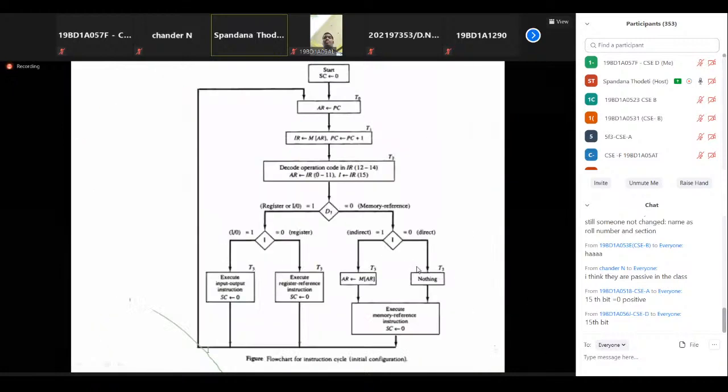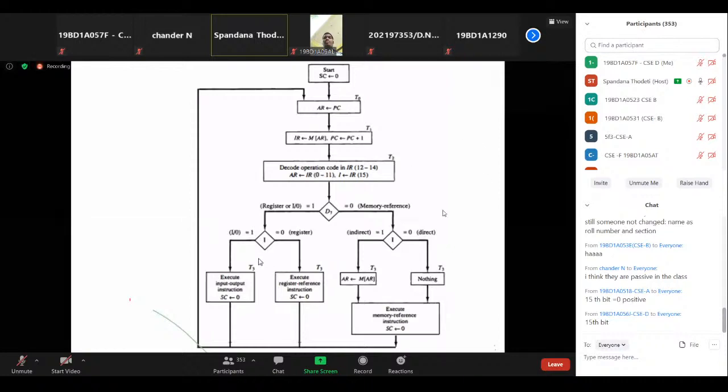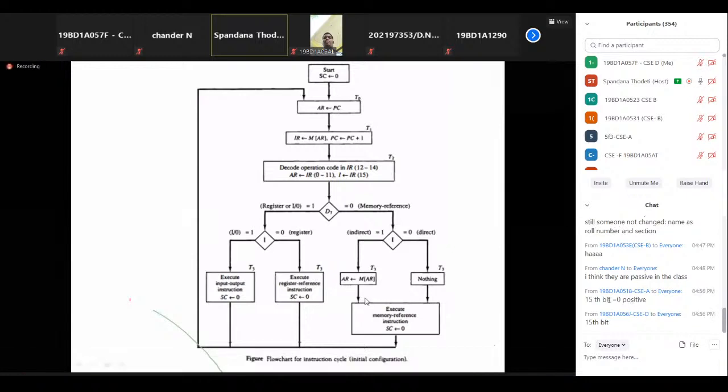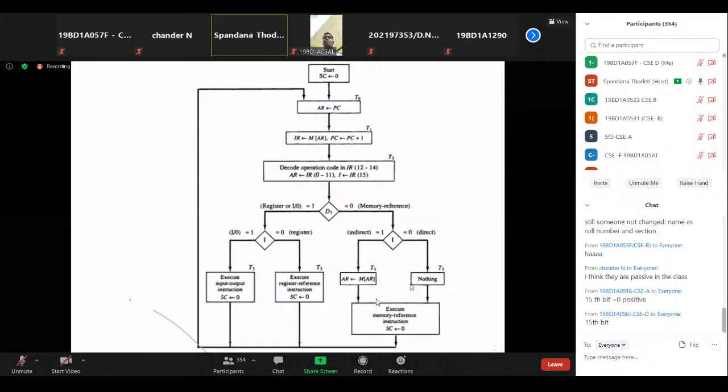See here, at T3, in the case of a memory reference instruction, you are fetching the effective address if it is indirect. If it is direct, nothing is performed. In the next clock cycle only, you execute the memory reference instruction. If it is a register reference or IO instruction, in the T3 clock cycle you execute the corresponding instruction, right? But for a memory reference instruction, the execution starts from T4.